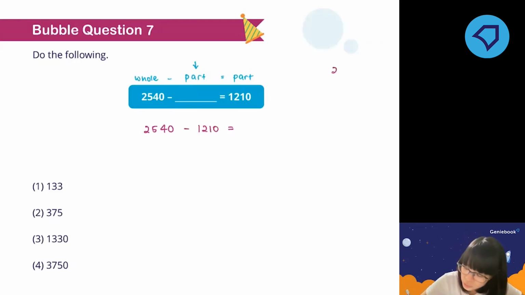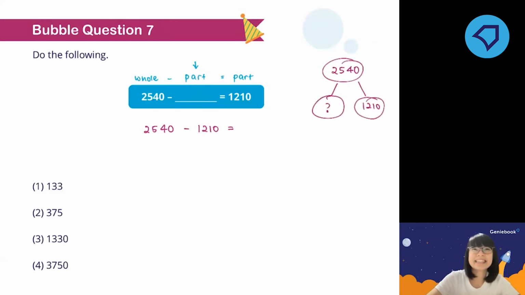Okay, for those of you who find it a little bit confusing, this is how your number bond should look like. So you have to find this part over here. In order for you to find this part, do you need to do addition or subtraction? So when you take 2,540 minus 1,210, you can do your mental calculation because there's no regrouping involved over here. Your answer will be 1,330. So the answer would be option number 3.